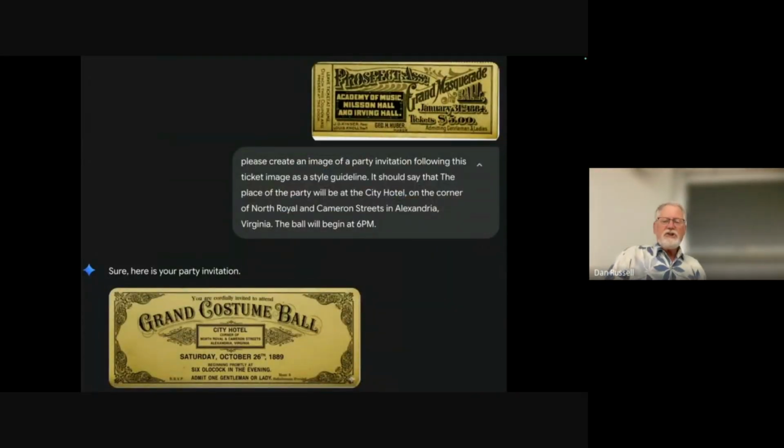So here I'm using Gemini. I took that really beautiful invitation I showed you earlier, and I said, please create an image following this ticket image as a style guideline, blah, blah, blah, blah. And here it is. Very nice. There's some spelling issues in there, but it's not bad. The appearance of it is quite nice. But the assignment said portrait mode, not landscape mode. That is a vertical aspect ratio, like this, not like that.